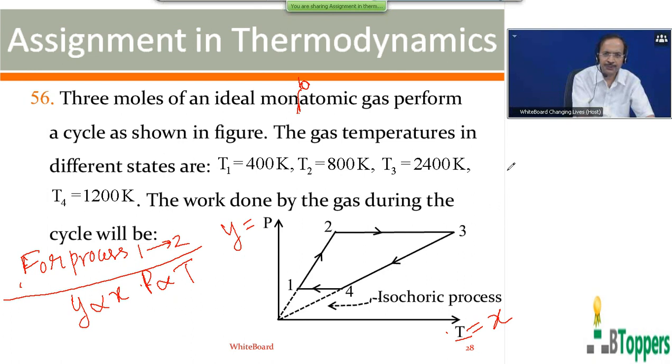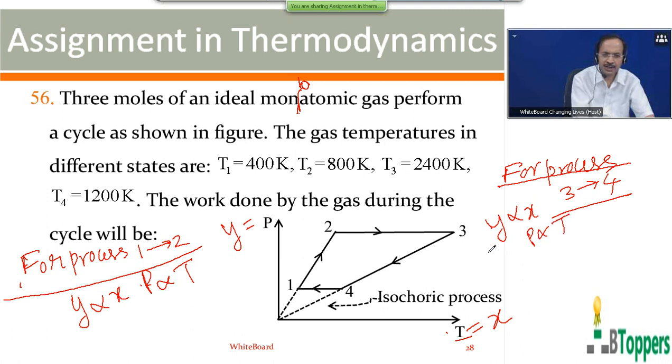Even for the process 3 to 4, the graph is a straight line passing through origin. So y is proportional to x, or pressure is proportional to temperature. Pressure of the gas will be directly proportional to the absolute temperature of the gas when the volume of the gas is constant. That means process 1 to 2 represents a constant volume process, or isochoric process, where work done by the gas will be 0 at constant volume.